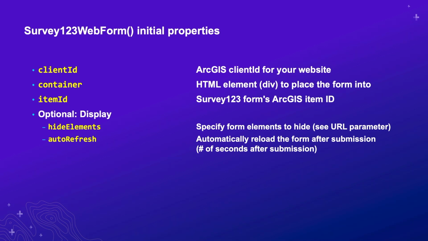Some of them you'll be familiar with if you've worked with the web form's URL parameters. Hide elements and auto refresh, for example. Hide elements allows you to specify a list of form elements, such as the footer, header, and particular questions, that should not be displayed. Auto refresh will set the automatic reload of the form after the submit button is clicked.